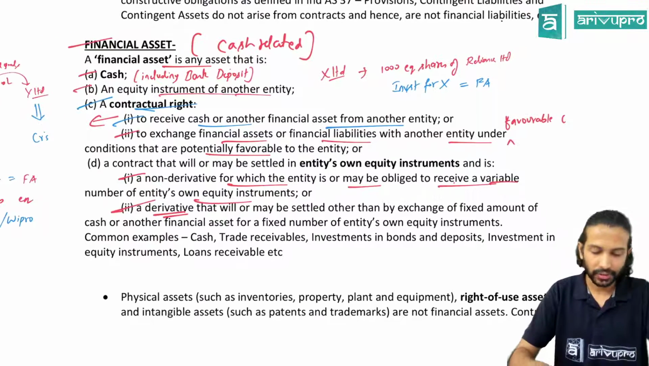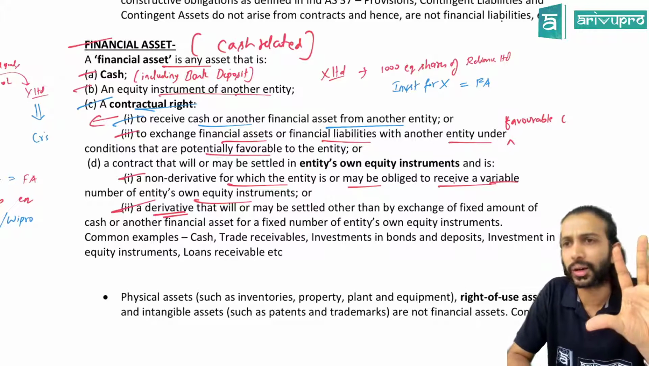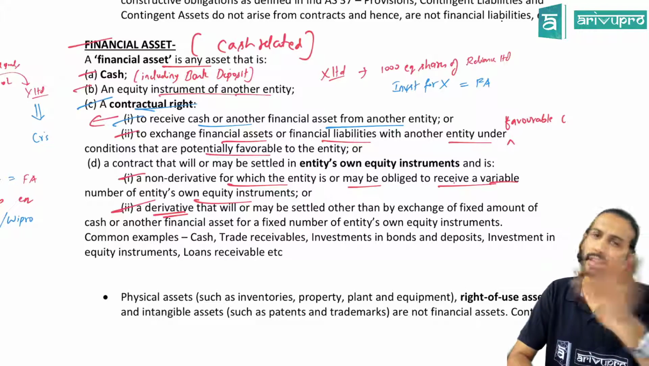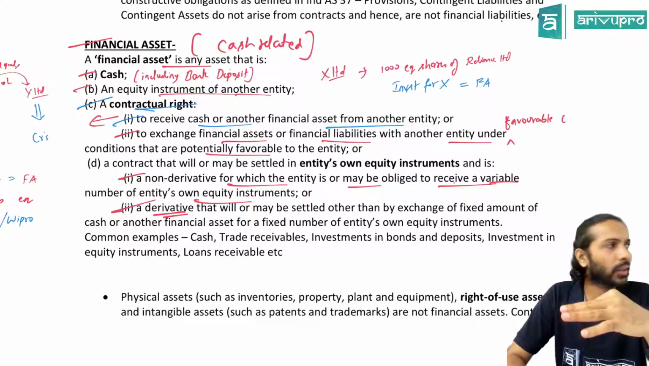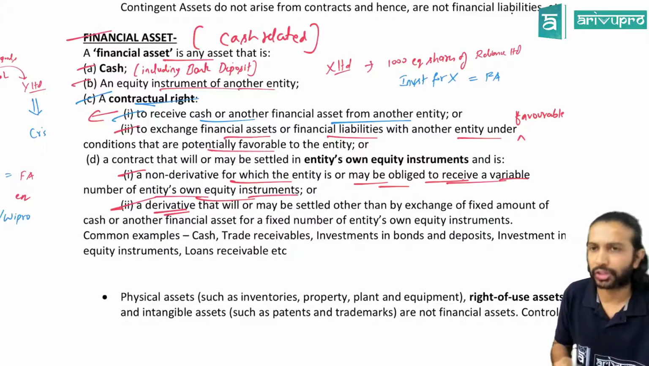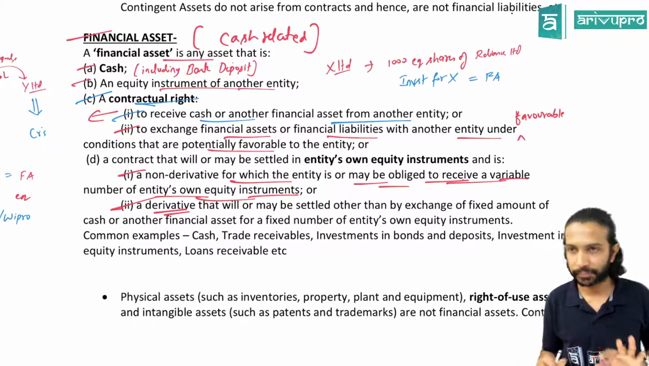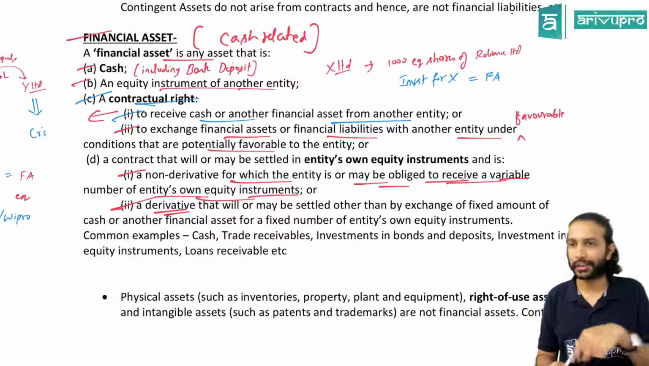So let's have a quick recap. Four points are clear now. Only two things we have not yet discussed. One is derivative, which we'll be covering in detail, not now, maybe a few days down the line. Another one is a non-derivative contract which the entity is obliged to receive a variable number of its own equity instruments. We'll take that up a little later. Once I cover equity, I'll come back to that. It is related and can be understood better there.